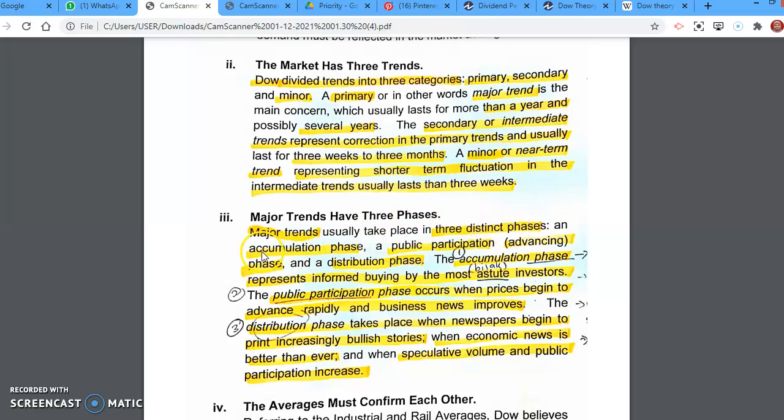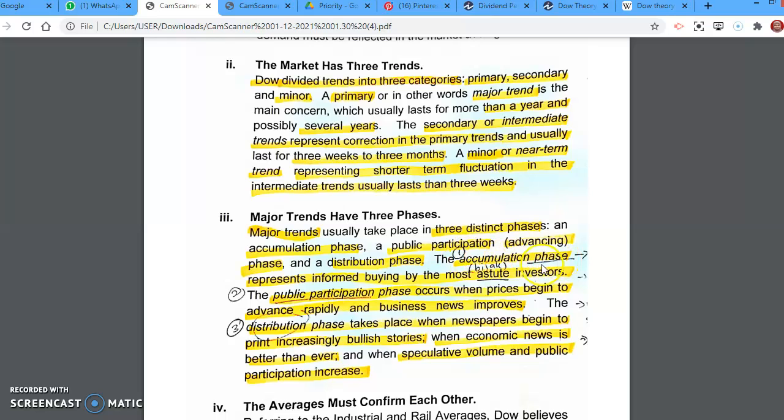The first one is accumulation phase. Second one is public participation or advancing phase. And the third one is distribution phase. So jangan confuse, ada 3 phase. Pertama adalah accumulation, kedua adalah public participation, ketiga adalah distribution phase.